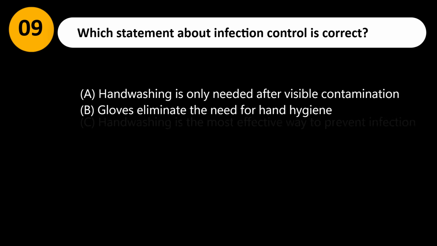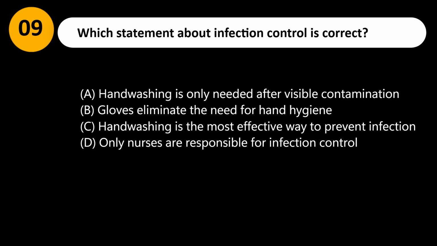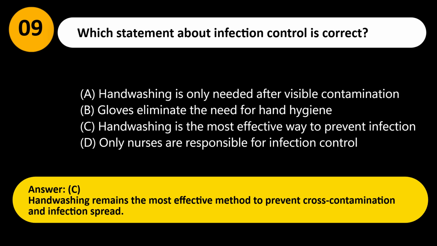Which statement about infection control is correct? A. Handwashing is only needed after visible contamination. B. Gloves eliminate the need for hand hygiene. C. Handwashing is the most effective way to prevent infection. D. Only nurses are responsible for infection control. Answer: C. Handwashing remains the most effective method to prevent cross-contamination and infection spread.